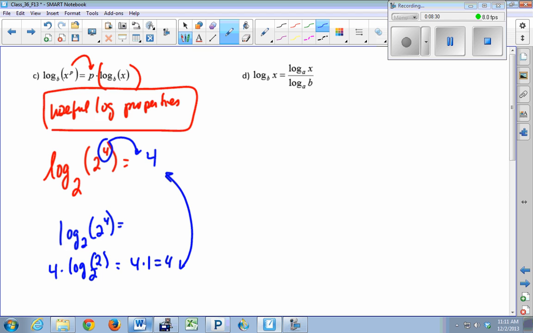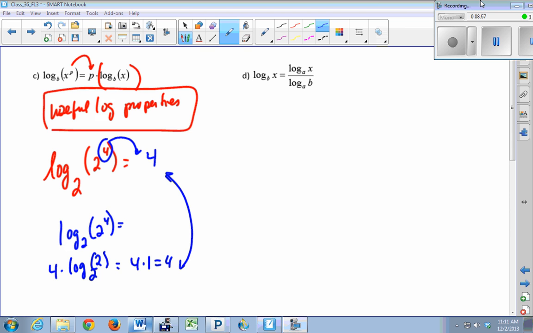Now, if I had this problem and the instruction said find this log or evaluate this log, I wouldn't go through all of this because I can just look at this and know my answer is 4. All right, but I just wanted to show you with something you would understand, hopefully, how you could use this property. And again, this is used over and over again when we start doing all of our application work with logs and exponential functions. Okay, this property here is actually a formula, and it's called the change of base formula.